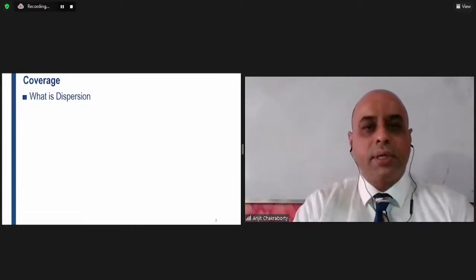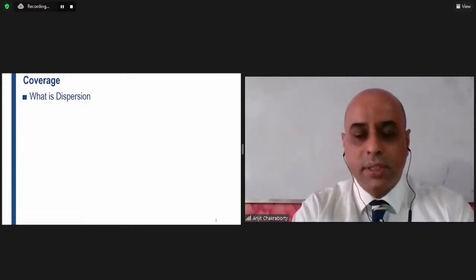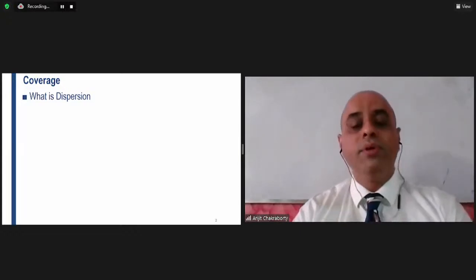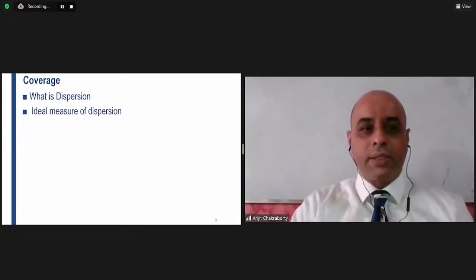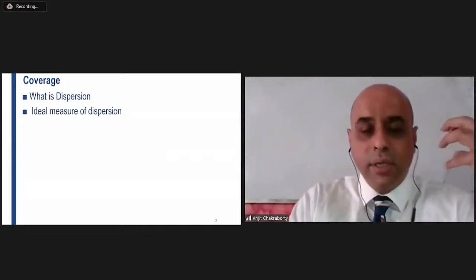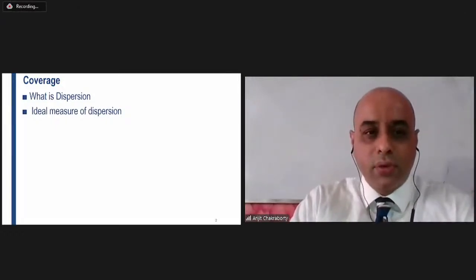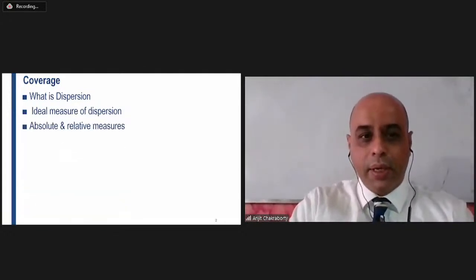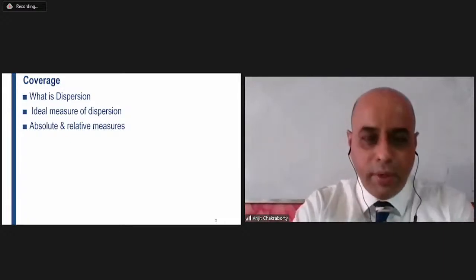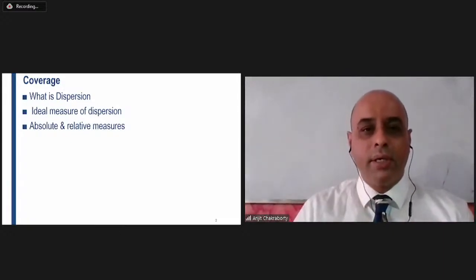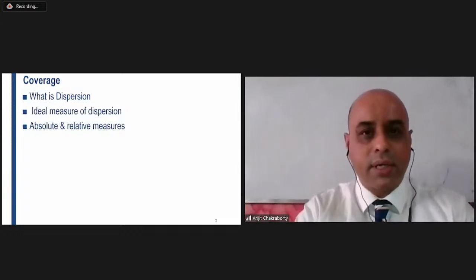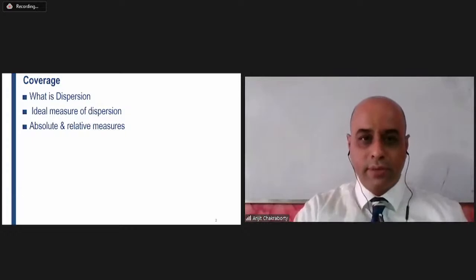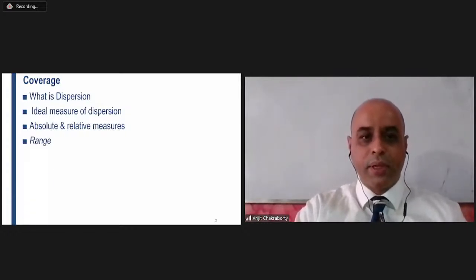So the first area which we will discuss is what is dispersion. That is the first section of our discussion today. What do we mean by dispersion? Second will be what are the important points required to find out the ideal measure of dispersion. Dispersion actually means variability of data, scatterness of the data. So we will take some time to understand the concept, and then we will move on to discuss absolute and relative measures of dispersion.